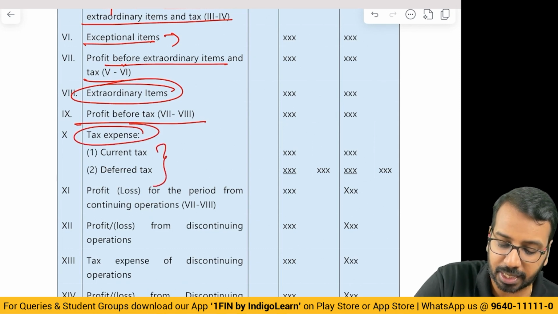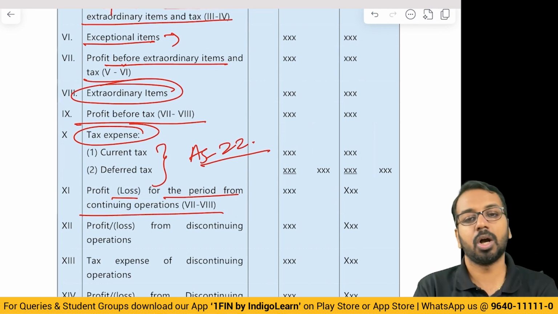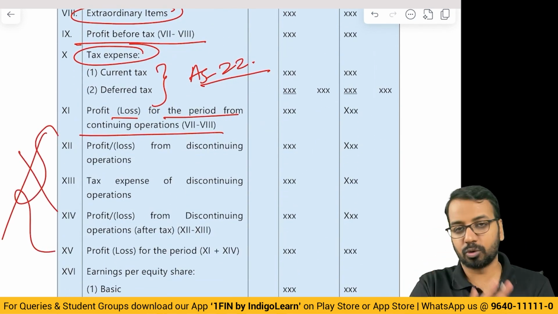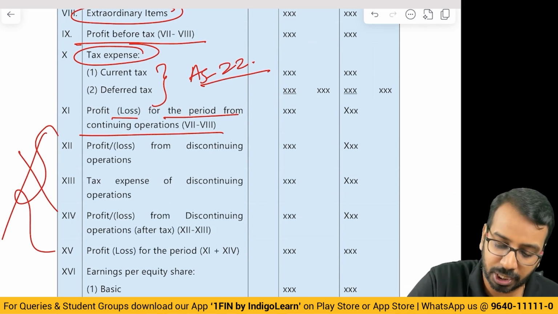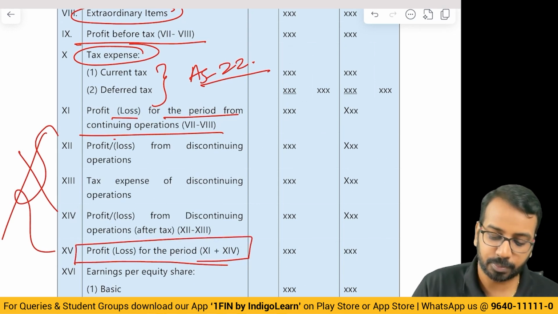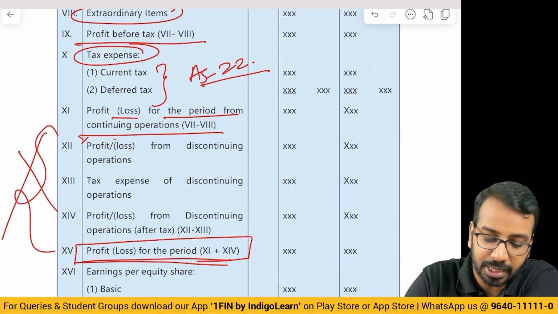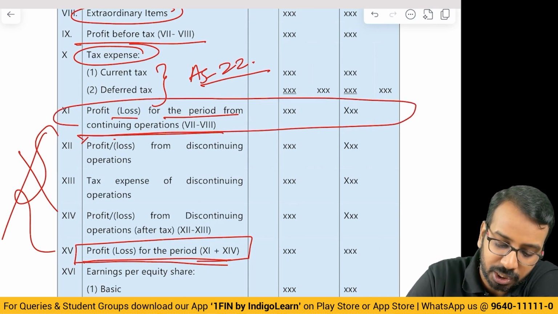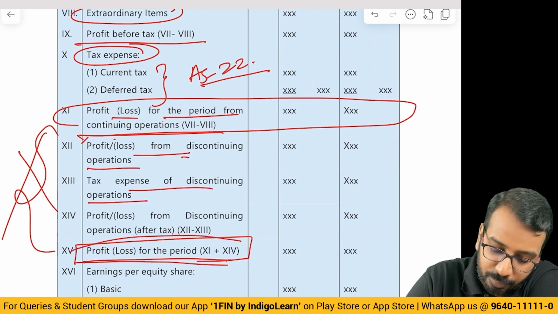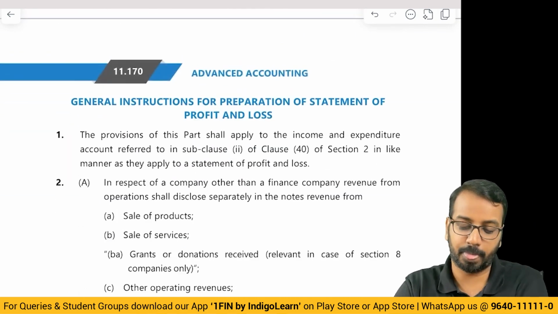Then you have tax expense, current and deferred as per Accounting Standard 22. You will get profit or loss from continuing operation. Generally in the examination, this information is not given in most of the questions, so no need to worry. So here itself you can write profit or loss for the period. Or if discontinued information is there, first you will break it up to continuing operation, then profit from discontinuing operation, tax of discontinuing operation, then you will have profit for the period. Then basic earnings per share and diluted earnings per share.